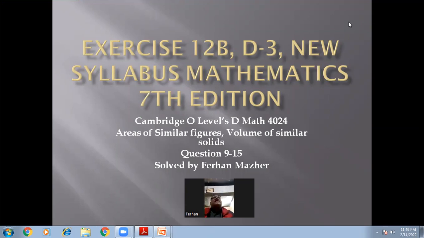Right now, I am with the 9th Cambridge class, and the subject we are studying is Maths 4024. Today, we are working on the syllabus, and we are trying to solve an exercise from the book D3. The name of the book is New Syllabus Mathematics 7th edition. Today we have selected exercise 12B, and in this video, we will be solving from question number 9 till question number 15. This exercise is about the area of similar figures and especially the volume of similar solids. So let's start today's exercise.